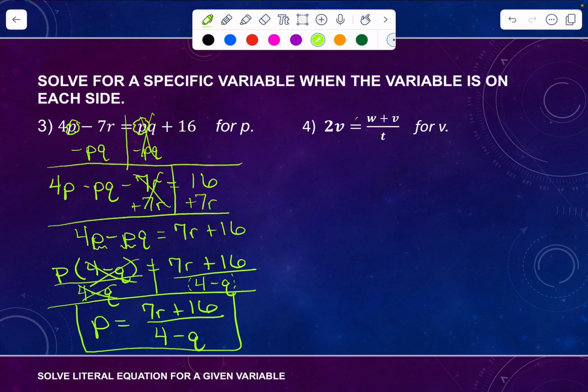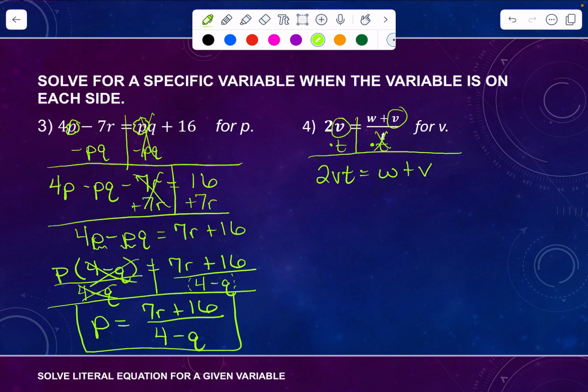So when we see something like this, I have a v here and a v here, but I have a fraction. I want to get rid of that fraction right away. So what I'm going to do is I'm going to multiply by t right off the bat. Okay, so that's going to give me 2vt equals w plus v.